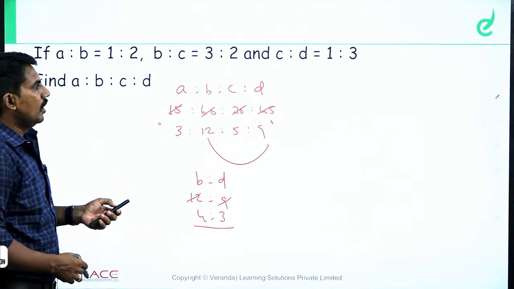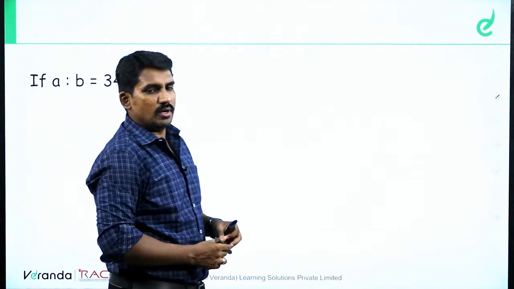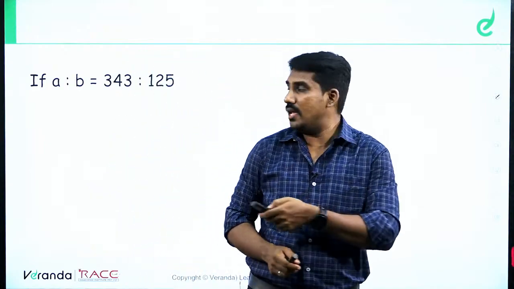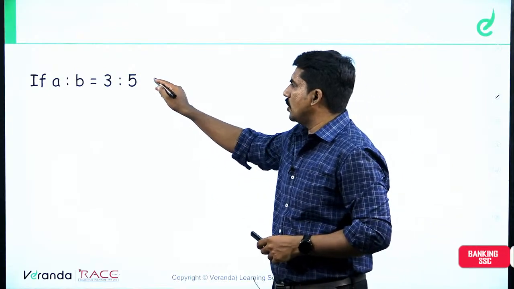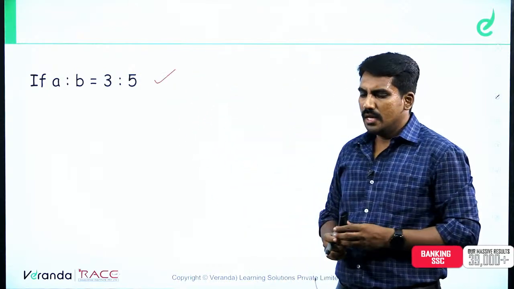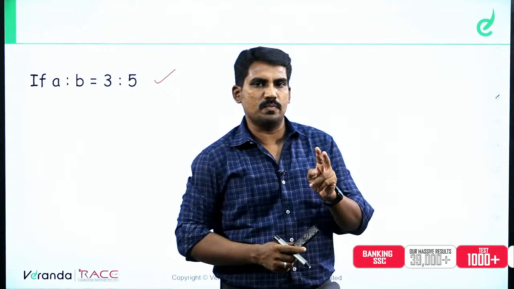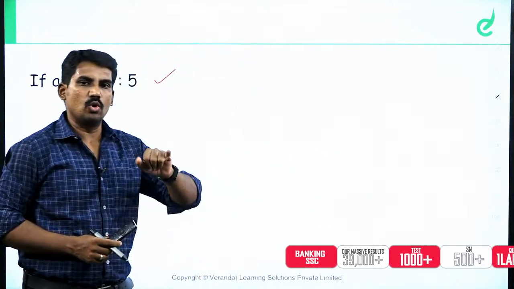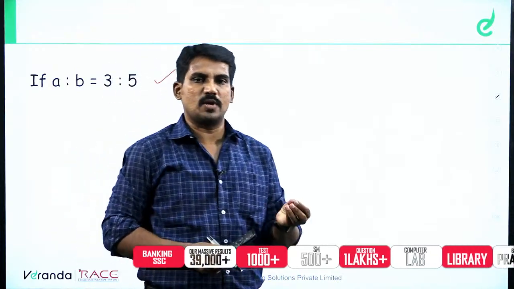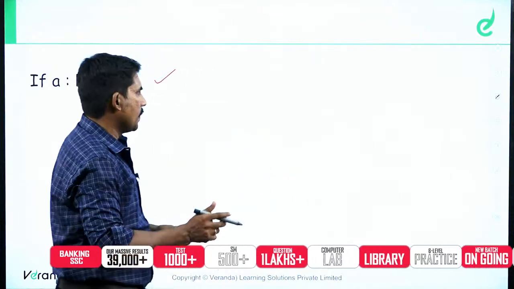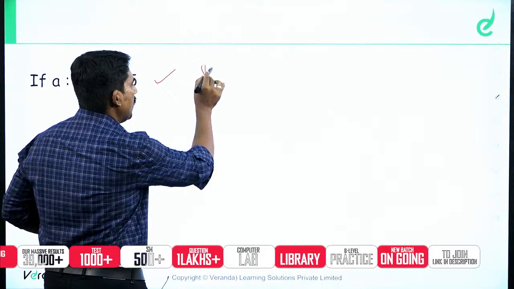Okay. Now, next one. If A is to B is equal to 3 is to 5, here we are going to study 2 important concepts. That is duplicate ratio, sub-duplicate ratio, triplicate, sub-triplicate. This now we are going to study. Right? Now listen, duplicate ratio.